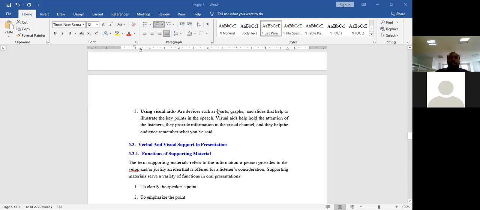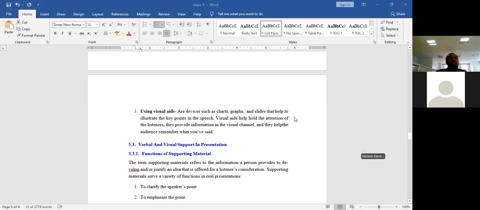So as a speaker, again, you can use visual aids. Visual aids are devices such as, for example, charts, diagrams, slides. You can use those ones to illustrate the key points when you're giving a speech. So visual aids, they help hold the attention of the listener.